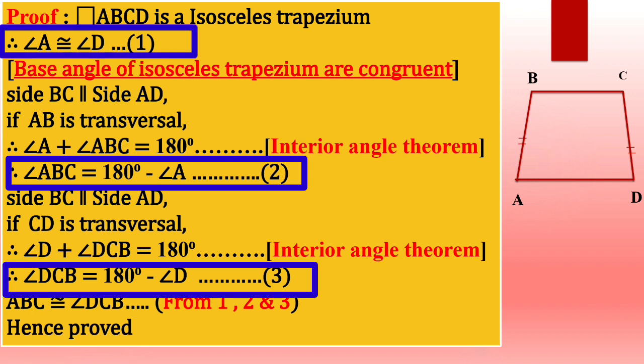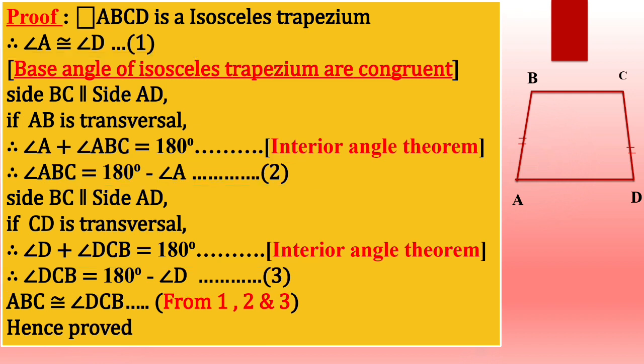So, angle A is congruent to angle D. So, the right sides of the second and third equations are congruent. It means the left sides are also congruent. Therefore, angle ABC is congruent to angle DCB. We get this from the first, second and third equations.